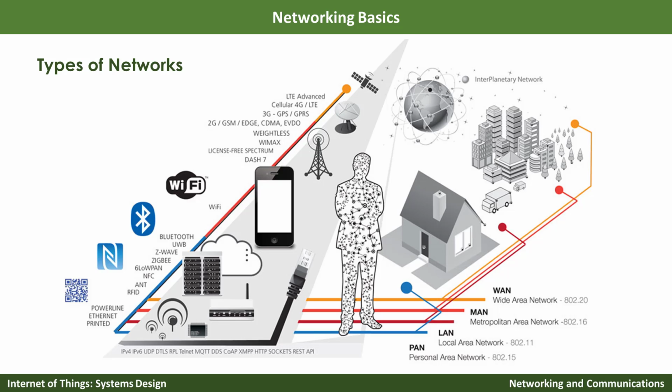Then we have Wi-Fi for a local area network. Then we have technologies like DASH7, WiMAX, Weightless, more like metropolitan area networking. And then after that 2G, 3G, cellular, satellite, LTE, all these things are wide area networks. Then within the wide area network category, there are also up and coming low power wide area networks, which are LoRaWAN, Sigfox, NB-IoT. Those are also wide area networks, even though they are not mentioned in this figure.